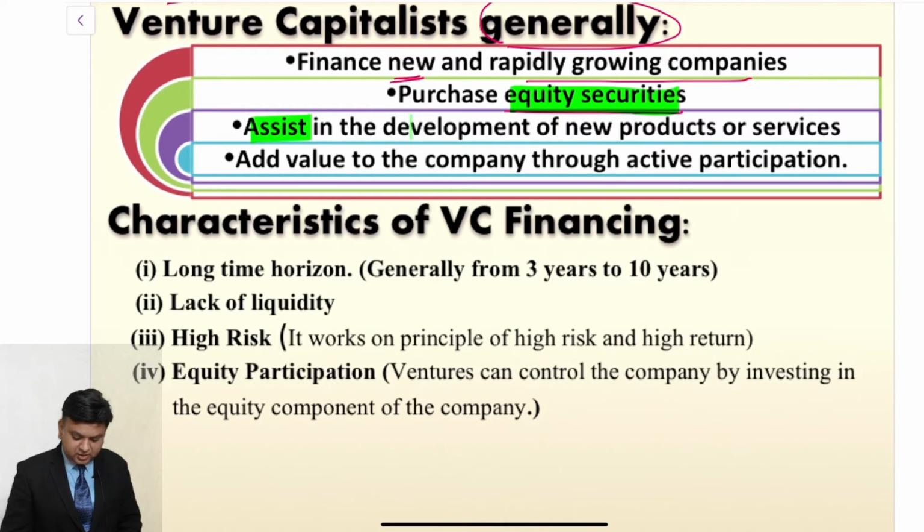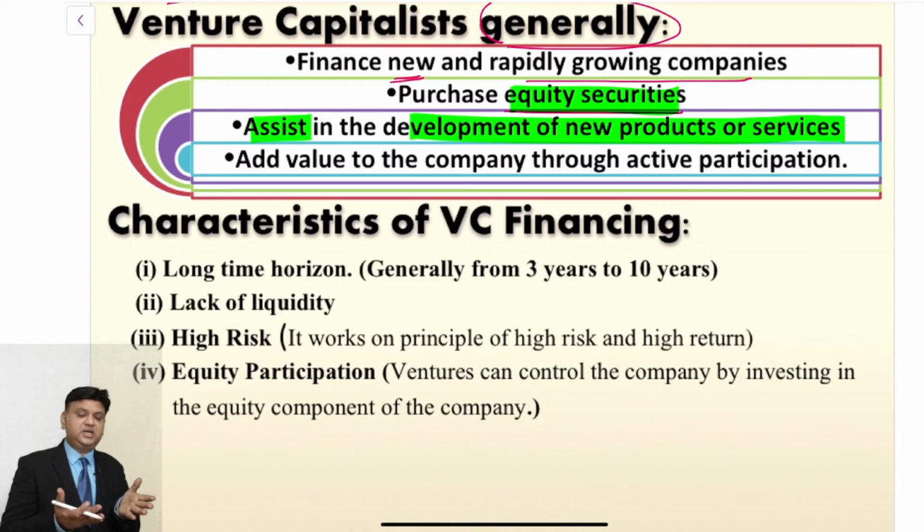They assist in development of new products or services. Since they are in this business and might have financed a number of such concerns, they will be able to give you assistance and help you get growth in your business. Whatever difficulty you are facing in your business, you can discuss it with them and they can provide a solution to that problem. Why? Because they have that kind of experience of managing such situations.